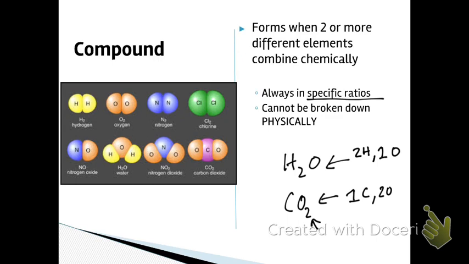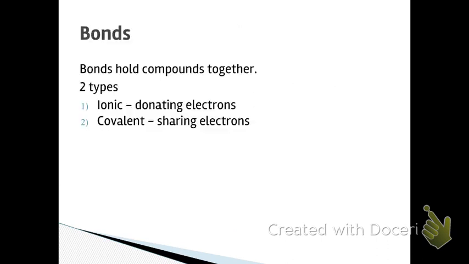Here you see there's a 2, and if there's nothing there, we just think of it as a 1. So if it's blank, it's 1. These numbers down here are called subscripts. You don't have to know that, but just know that they're in specific ratios. Well, how do they combine, and how are they held together? Those are through bonds. And there are 2 types of bonds. One is called ionic, and the other is called covalent.